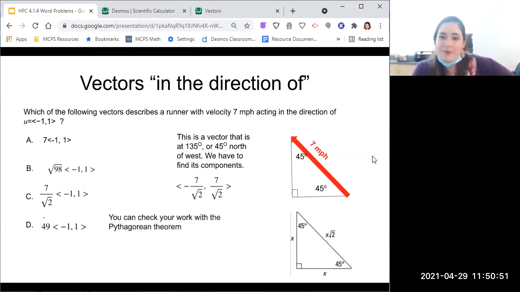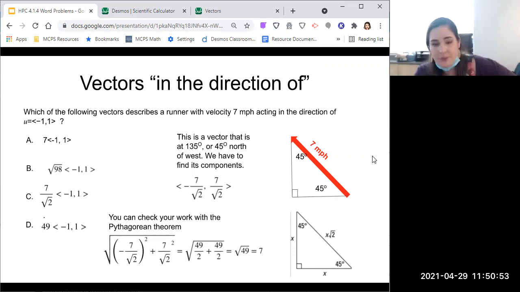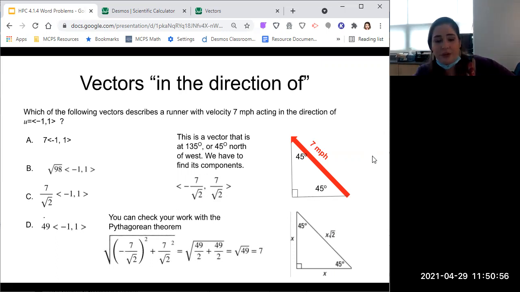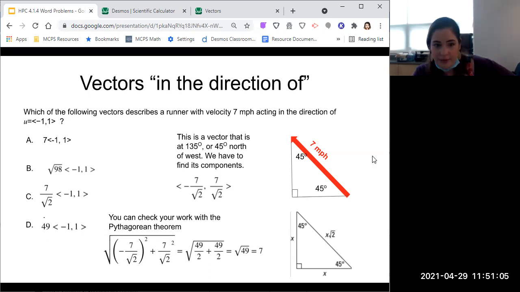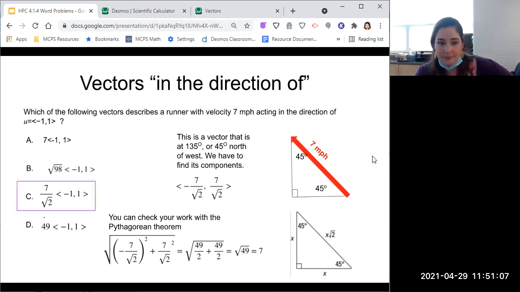You can check your work with the Pythagorean Theorem. Okay, so -7 over √2 squared plus 7 over √2 squared is 49 over 2 plus 49 over 2, so that's 49, whose square root is 7, right? So our answer is C. So basically all we needed to do was divide 7 by √2 and just make sure we checked that we had that correct, x being negative and y being positive.